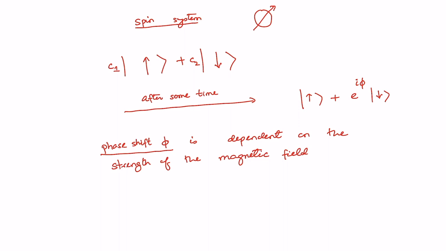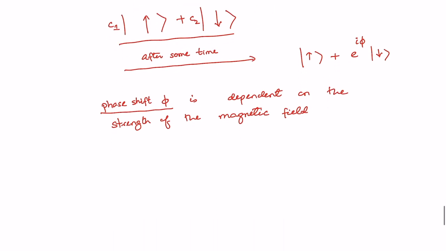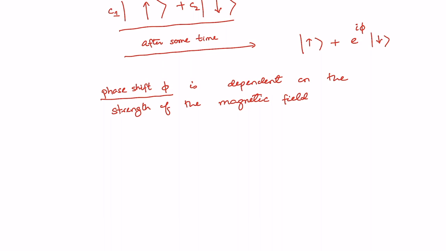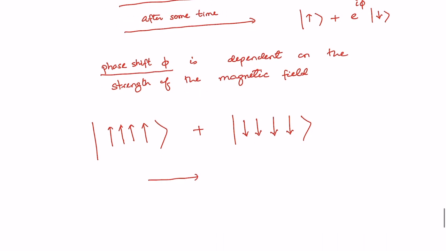However, rather than dealing with only one single spin system, if we take an ensemble of correlated or entangled spin systems, then the sensitivity can be enhanced significantly. Say you take an ensemble of 4 correlated spin systems. Suppose you correlate or entangle the spin systems, then this set of 4 correlated spins will result in this kind of a state because it is entangled. As you leave it in the magnetic field, there would be a development of phase between the up state and the down state of the spin ensemble. And what is remarkable is that the phase shift developed between the up and the down state would be 4 times that of the phase shift for a single spin system.